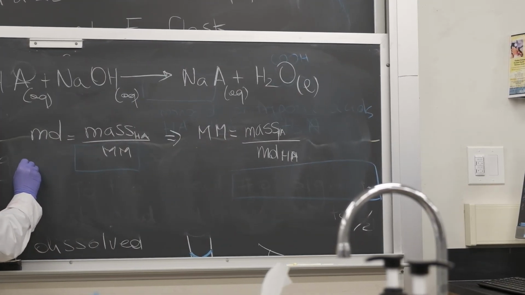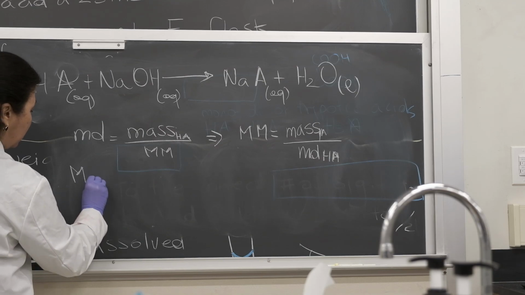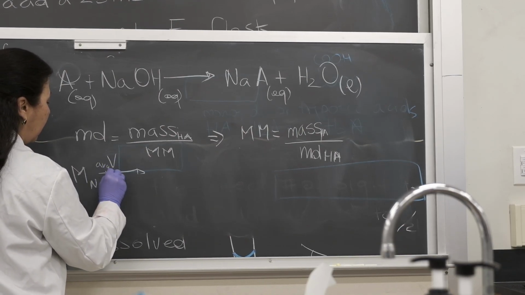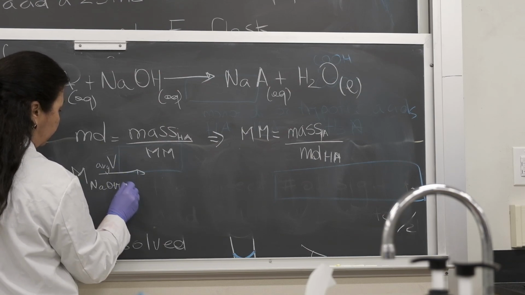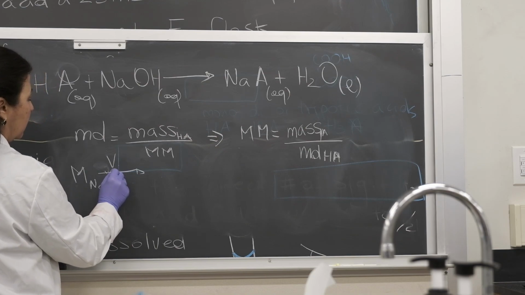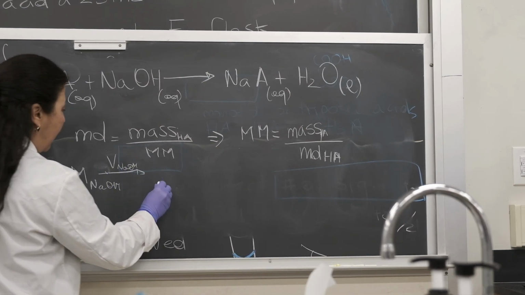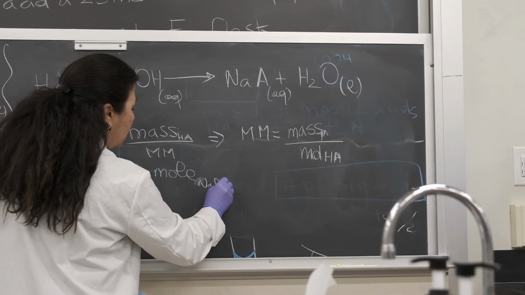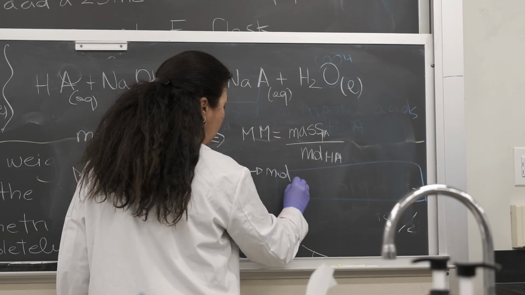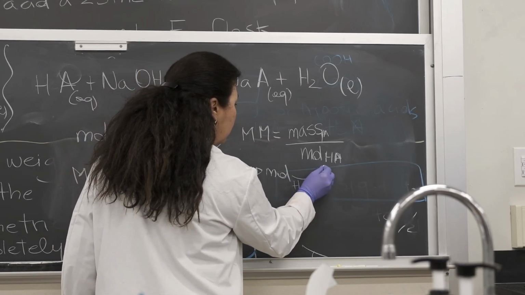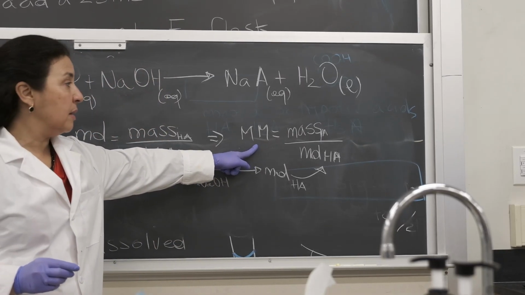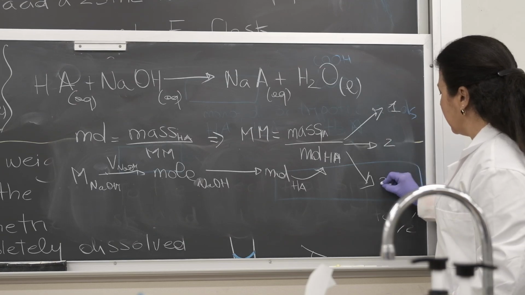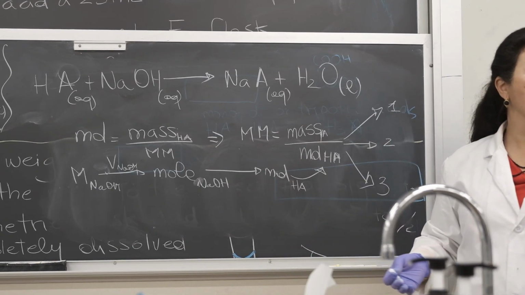I start from the molarity of the sodium hydroxide. I use the volume for each titration of the sodium hydroxide, then I get the moles of the sodium hydroxide, then I use the mole ratio to calculate the moles of the acid, and then I use these moles to figure out the molar mass of the acid. I repeat this three times for titration 1, titration 2, and titration 3, and then I calculate the average molar mass.